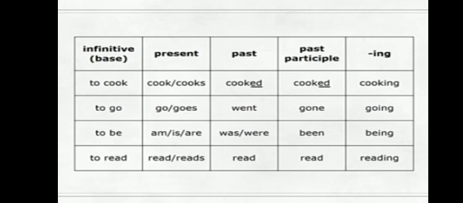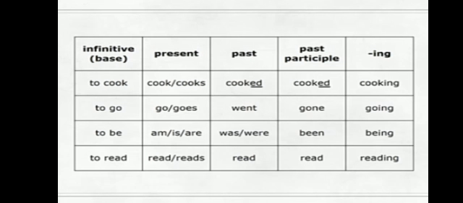And over here you can see that there is a chart. Infinitive is the base form, that is, to cook. And its present form is cook and cooks. Past is cooked and past participle is cooked, the third form. And then the ing form is cooking, which can be used as a gerund or participle as well. Then comes to go, then it is go and goes. Over here you can see the past form is went, and then past participle is gone, and the fourth form, that is ing, is going.